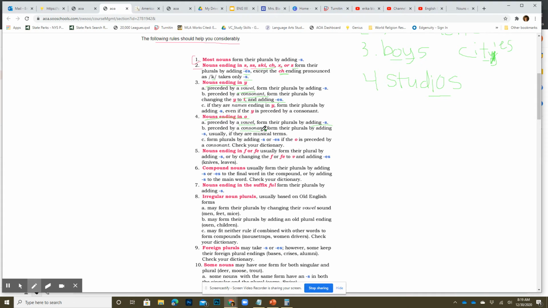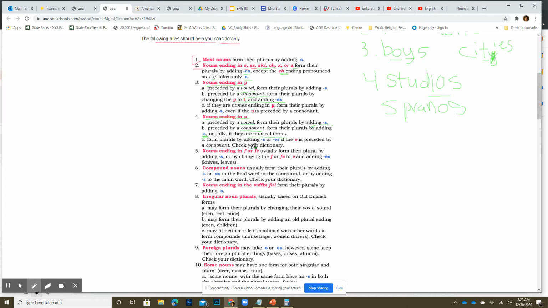If we have a consonant, then R-O, and it's a musical term, we're usually just going to add an S. For example, here we've got like soprano. That's a musical term. We would just add our S to it. Oh, that's a funky S.